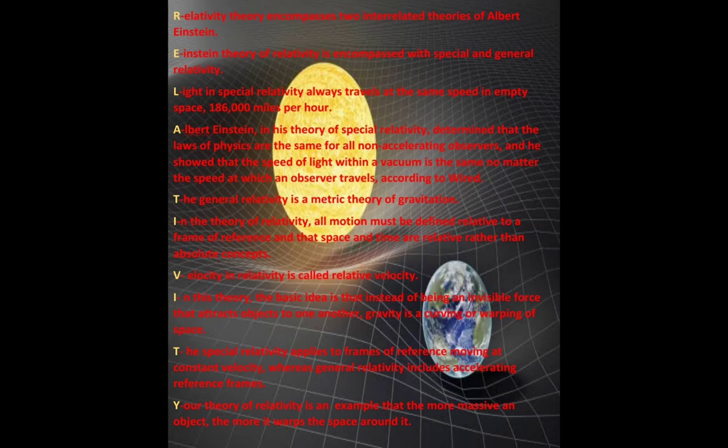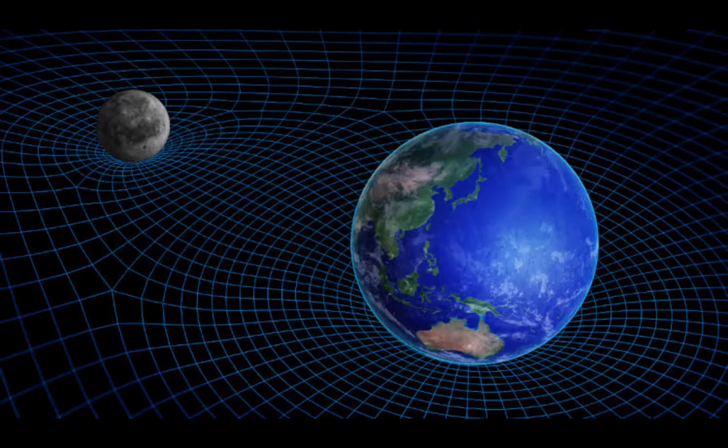Y. Your theory of relativity is an example that the more massive an object, the more it warps the space around it. Now your turn.